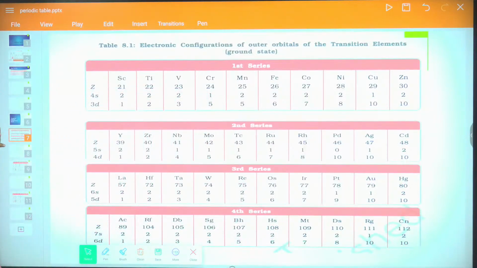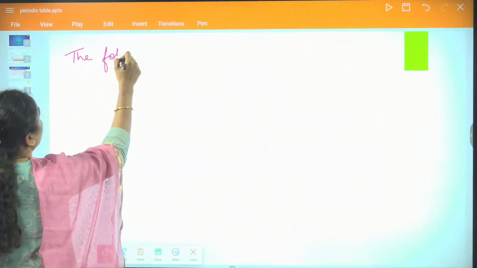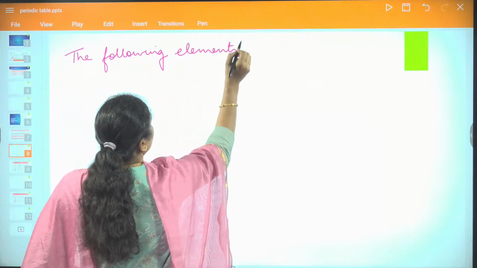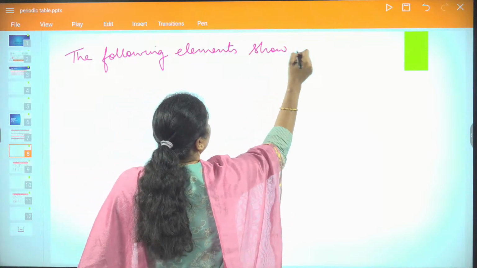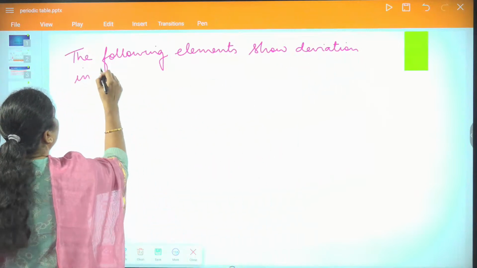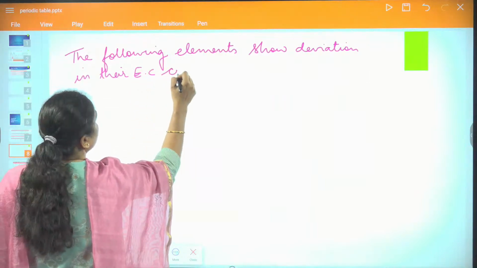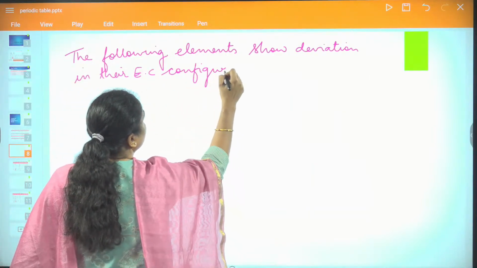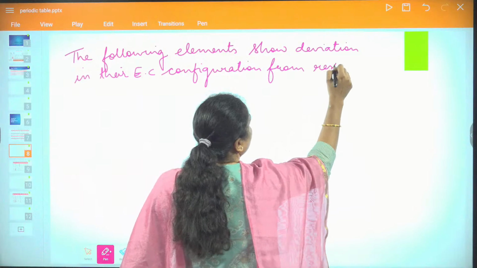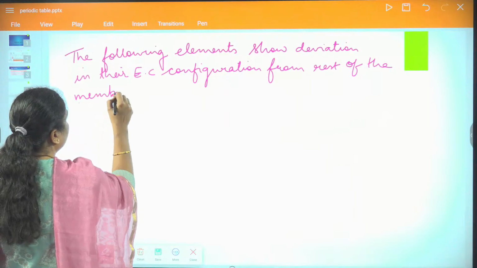So we'll do one thing. Let us write down the following elements show deviation in their electronic configuration from the rest of the members of their group.